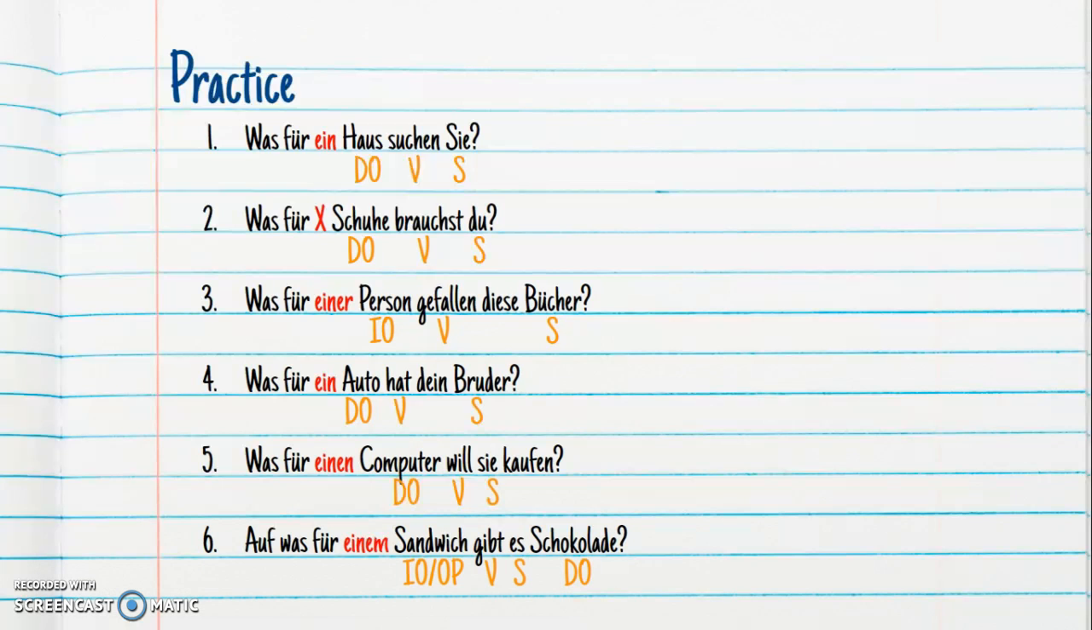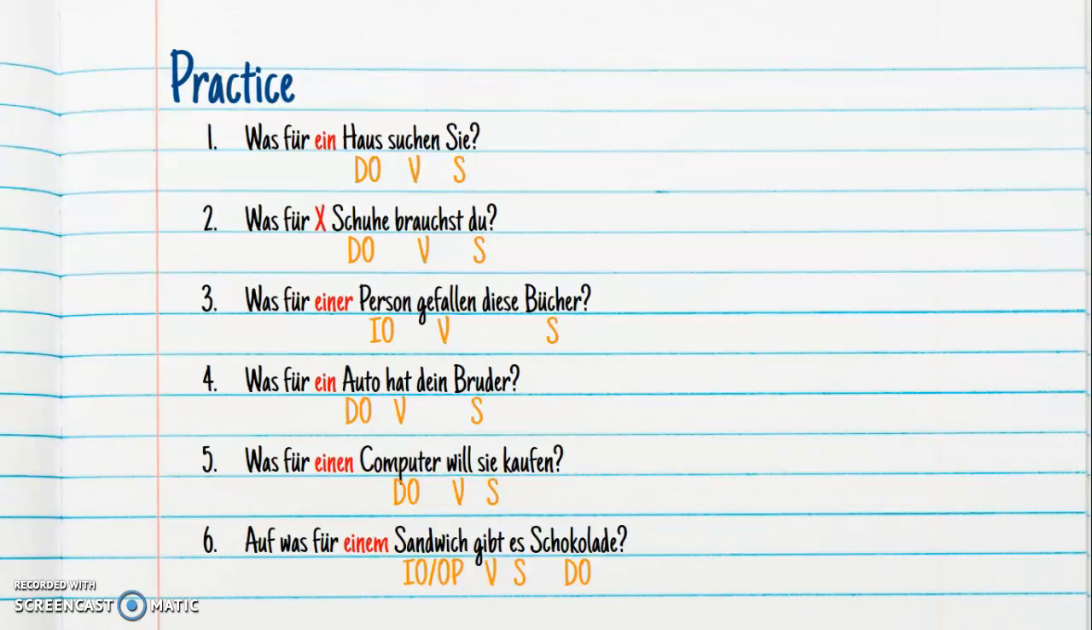Okay, so in number 4, we have our verb hat, and the subject is Bruder. So your brother has what kind of a car? And that makes the car the direct object, so neuter, direct object. We have ein. Number 5, verb is will. We also have a verb kaufen. So in this case, it's saying what kind of a computer does she want to buy? So she wants to buy the computer, which makes that the direct object. Again, accusative case. And it is masculine. So we have einen Computer.